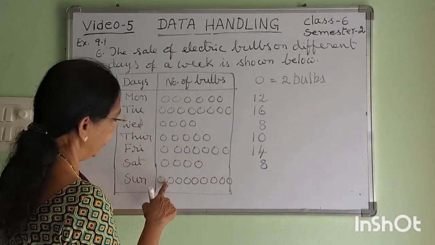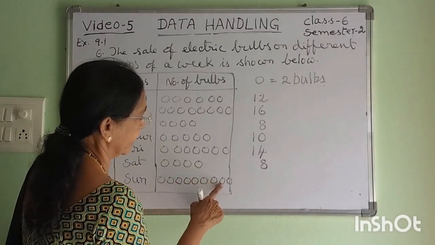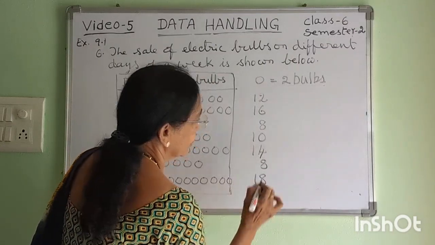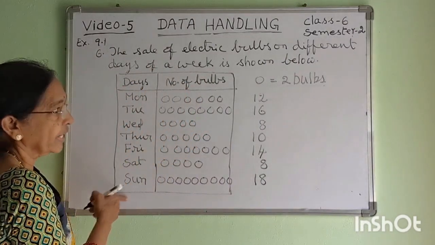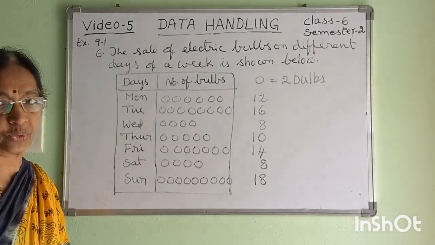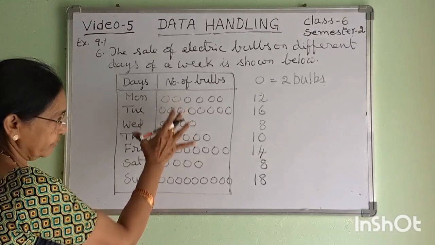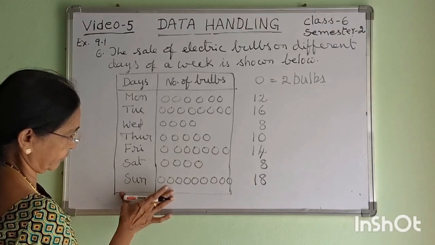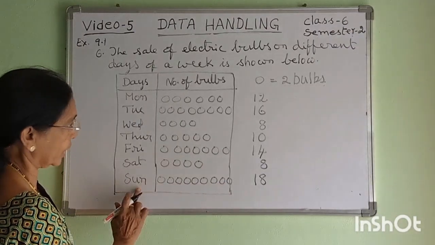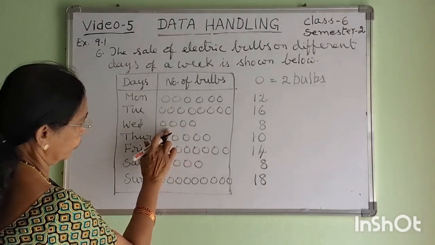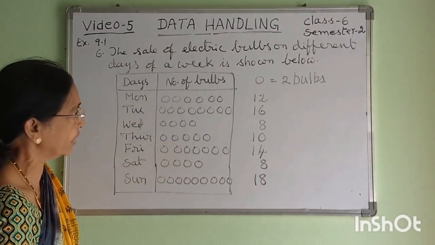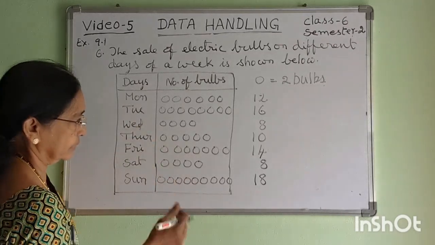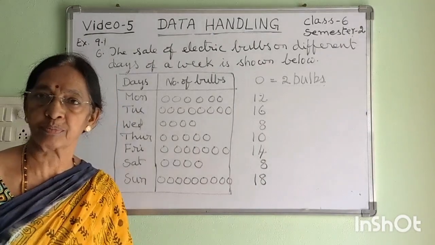On Sunday, 9 figures, 9 into 2, 18 bulbs were sold. So on different days of a week, a different number of bulbs were sold. From looking at the pictograph, we can answer some questions. There is a larger number of figures here. Therefore, the maximum number of bulbs were sold on Sunday. And this is the minimum, 4, and this is also. So the minimum number of bulbs were sold on Wednesday and Saturday. Like that, we can answer some questions.